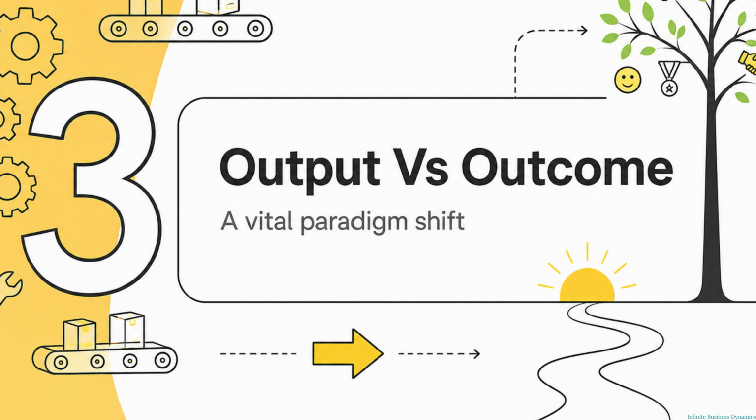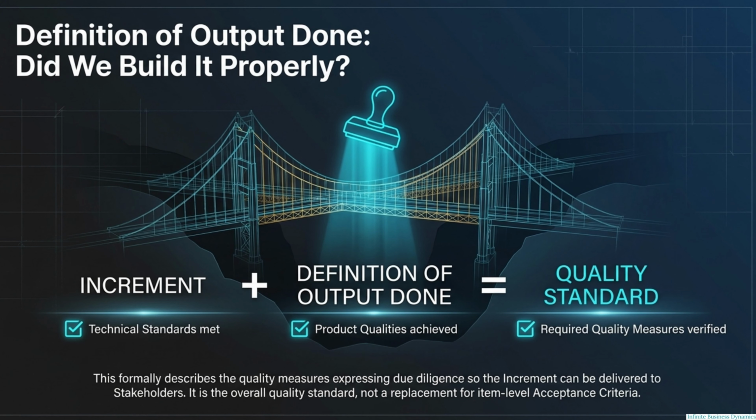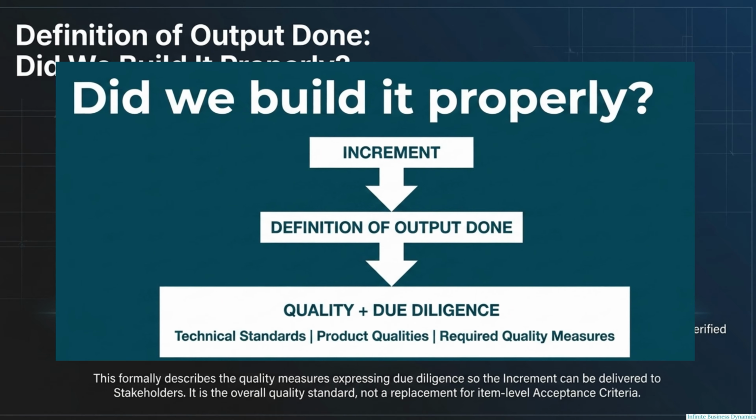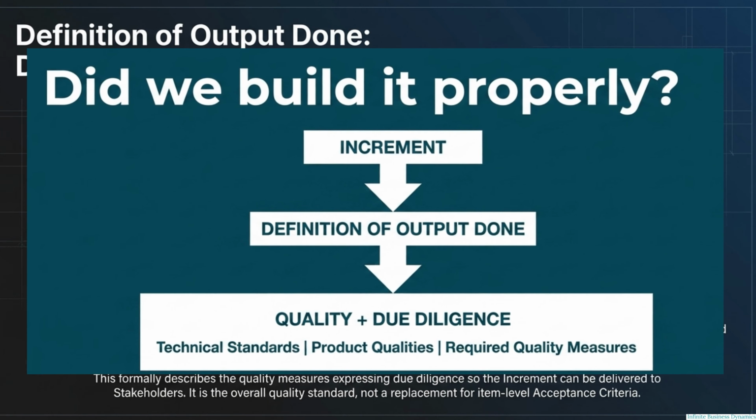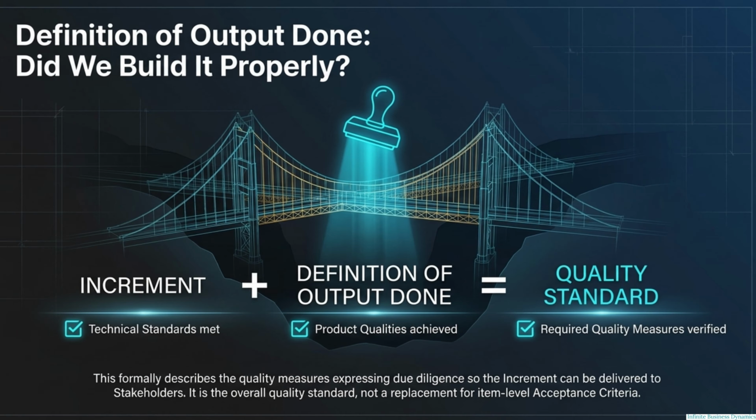Let's dive into Section 3, output versus outcome. To really understand why perfectly building something just isn't enough anymore, we need to start with the definition of output done. This makes the increment's quality standard completely explicit. When we apply it, we're simply asking, did we build it properly? Does it meet our technical due diligence and our required quality measures? That confirms a quality standard, for sure, but absolutely nothing more. It tells us the code is clean, but it doesn't tell us if the customer actually cares.